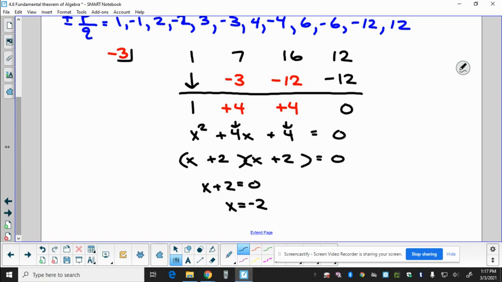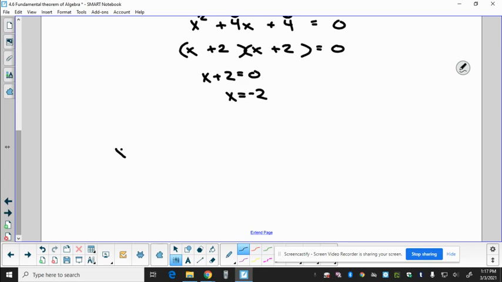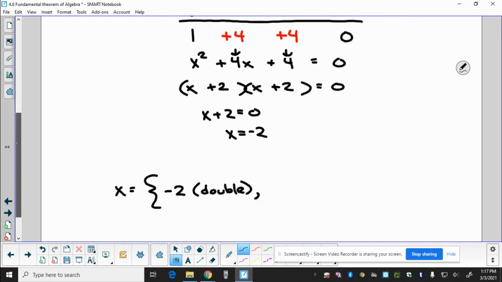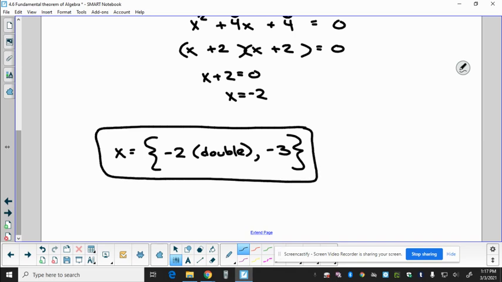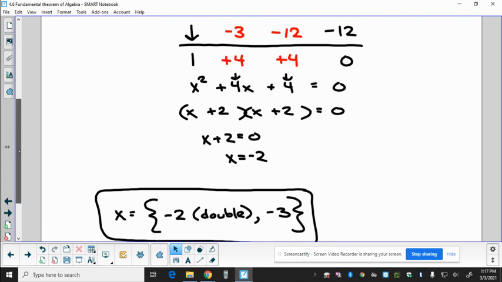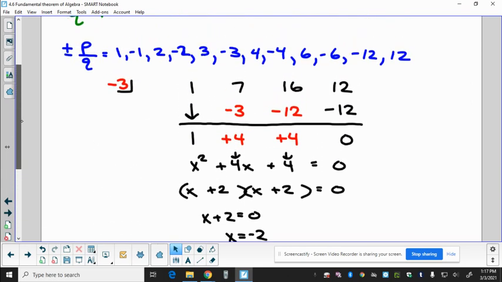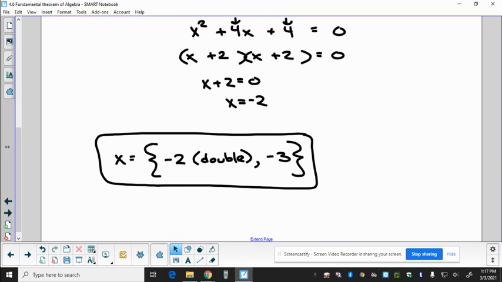Let's write our solutions. I see them right here. -3 and -2 twice. -2 is a double. That counts for two solutions. And I believe it was -3, wasn't it? Yes. Now that means there are actually three solutions, even though there's only two numbers. And when you go back up to the list, they're actually both in there. And that is your lesson.